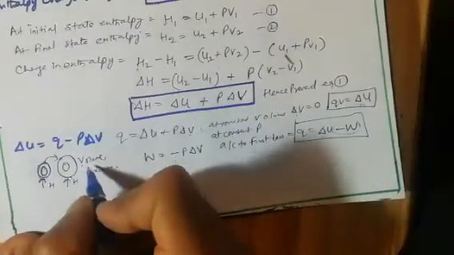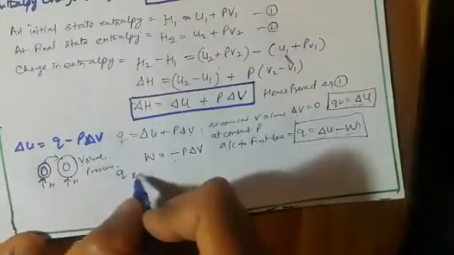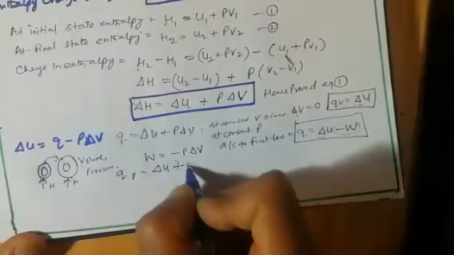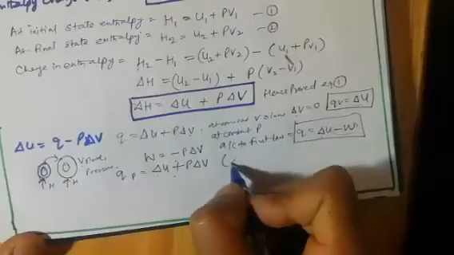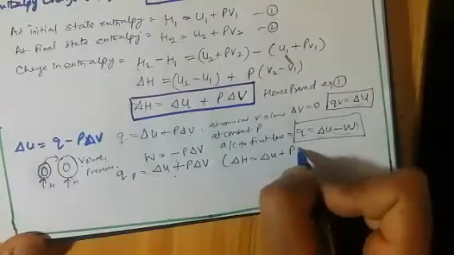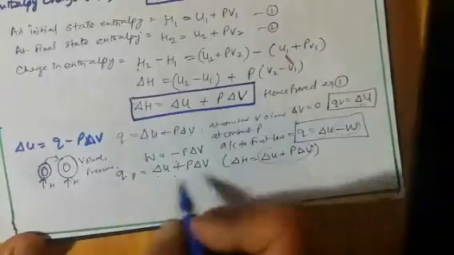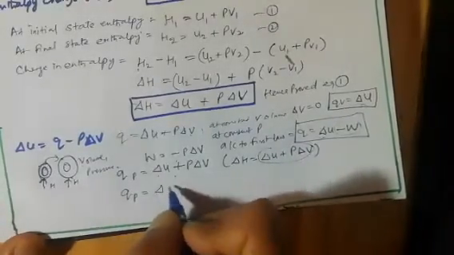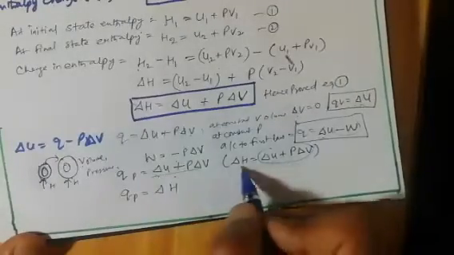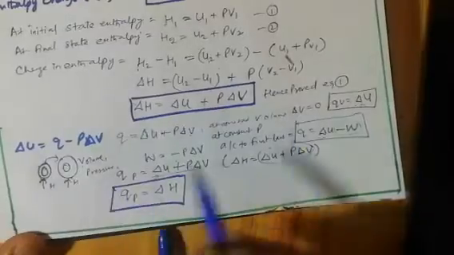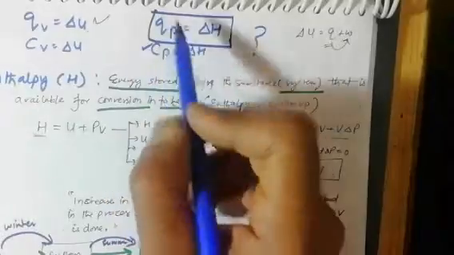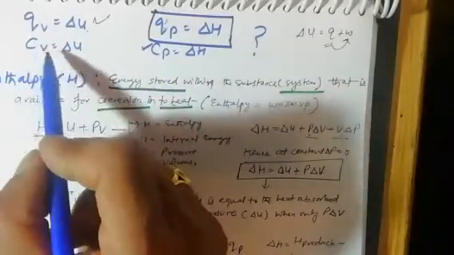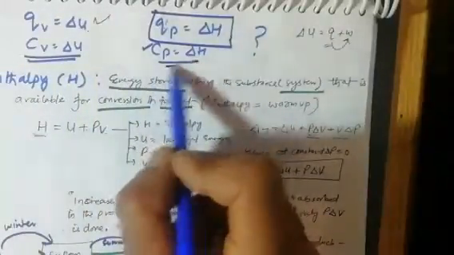According to this equation, we will write Qp is equal to delta U plus P delta V, and we know that delta H is equal to delta U plus P delta V. So in place of this we can write Qp is equal to delta H. Hence it is proved that Qp is equal to delta H. In case of heat capacity, in place of Qp we will write Cp, and in place of Qv we will write Cv. Now I think you got how Cv is delta U and how Cp is delta H.